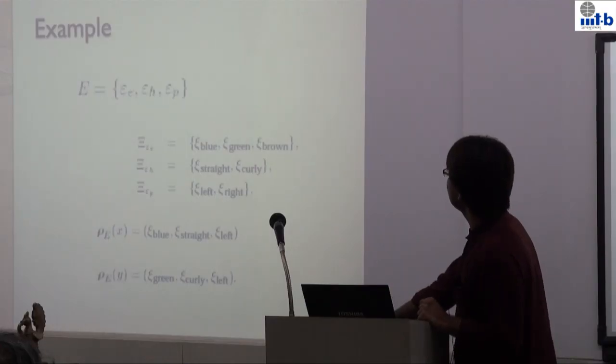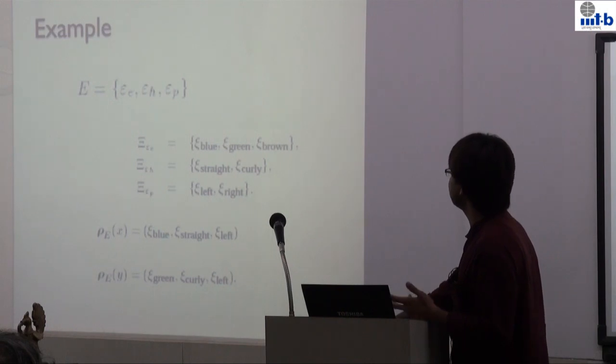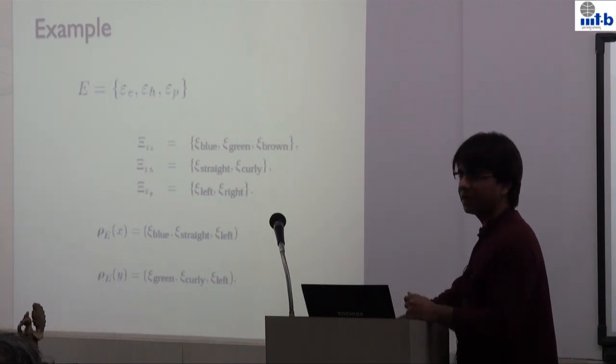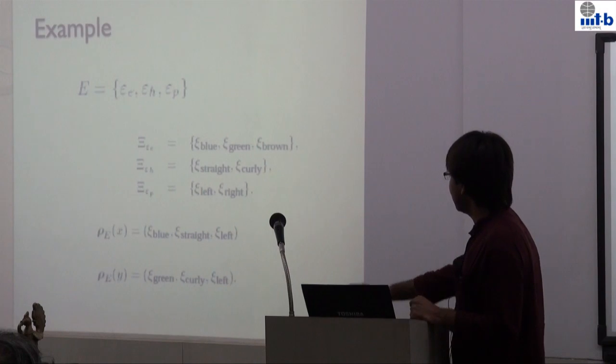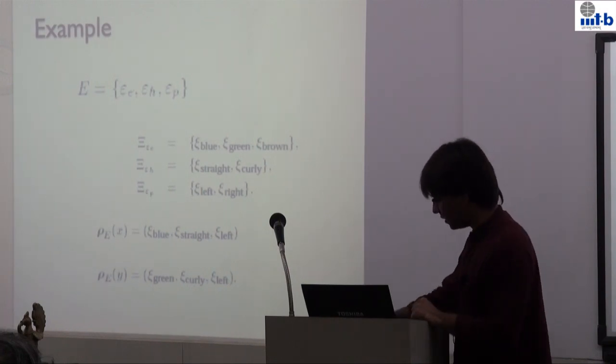So let's consider an example. Suppose we have three relations: eye color, hair color, and the third one you can consider as the property left-handed or right-handed, and we have two solutions, x and y, as such.